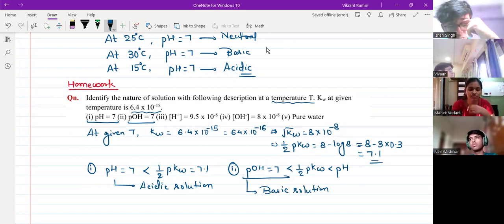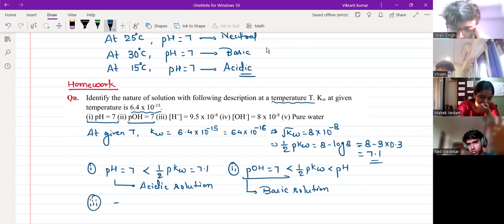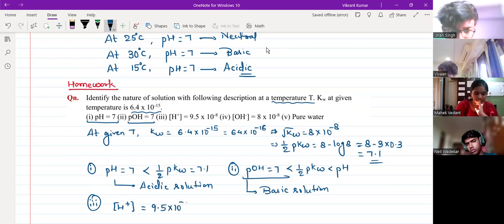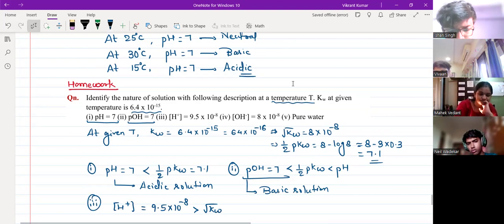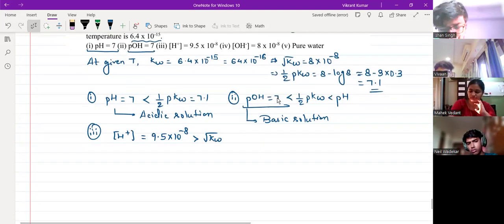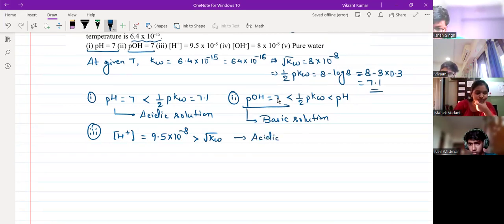Is it okay? Third one. Let's see the third one. If there is any doubt, just ask me. H plus is 9.5 into 10 raised to minus 8, which is greater than root Kw. And then again we are saying if H plus is greater than root Kw, it is an acidic solution. So the third one we'll call an acidic solution.